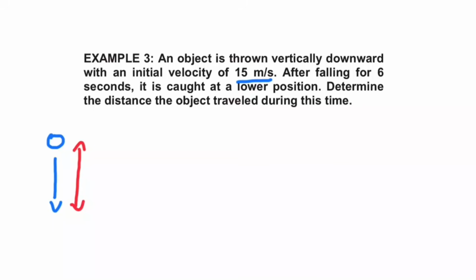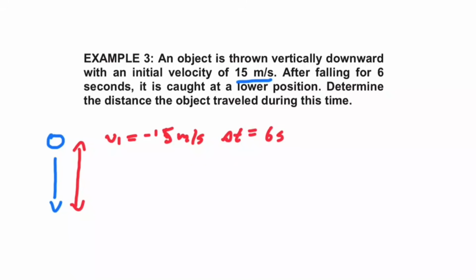Okay, so let's jot down the information we have. Which variables are we dealing with? Well, we have an initial velocity of 15 meters per second. Before we write all that down, let's decide on the direction. As always, let's take up as positive. If we do that, then our initial velocity is equal to minus 15 meters per second. And then it is caught 6 seconds later. So we have our change in time: delta t is equal to 6 seconds.